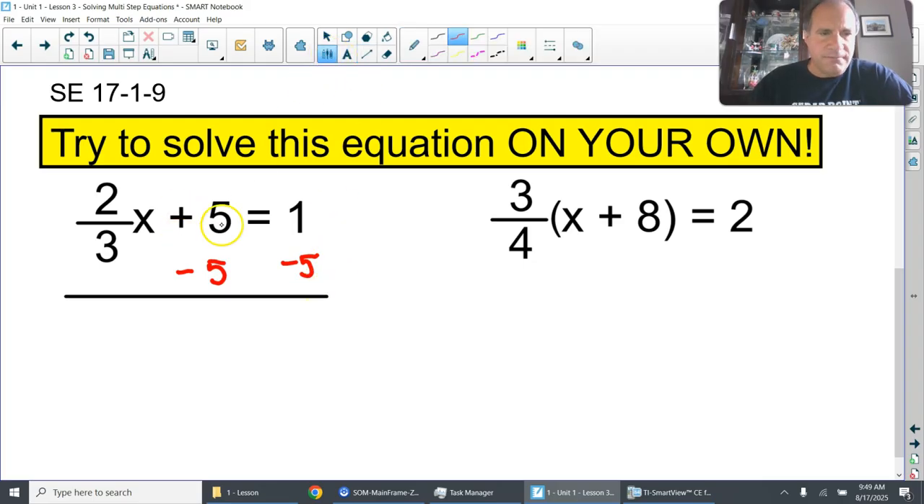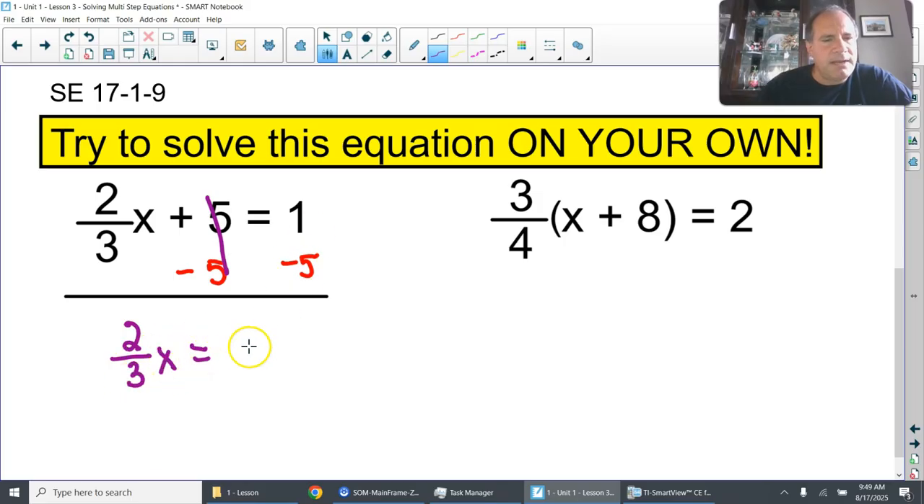Get this 5 over to the other side of the equal sign. Cancel it out right here. Because you used inverse operations to cancel it, the fraction comes down. And 1 minus 5 is negative 4.